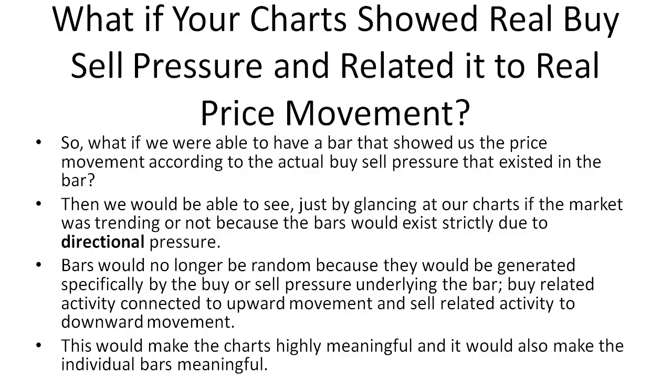We'd be able to see by glancing at our charts if the market was trending or not, because it would take on the characteristics of the directional pressure similar to a range-based bar, but without giving up the detail. Bars would no longer be random because they'd be generated specifically based on that buy and sell pressure underlying the bar. Buy-related activity connected to upward movement, sell-related activity connected to downward movement. This would make charts highly meaningful and would also make the individual bars themselves meaningful. This is a key point.